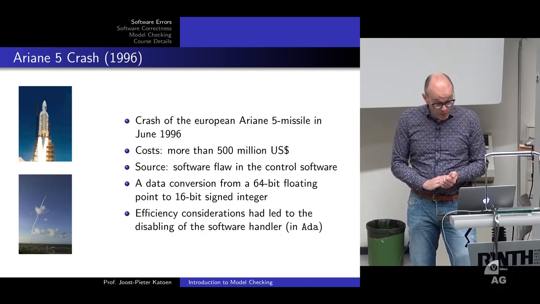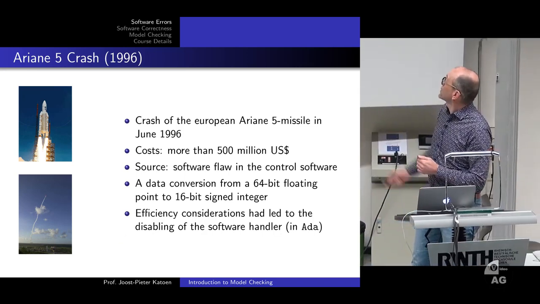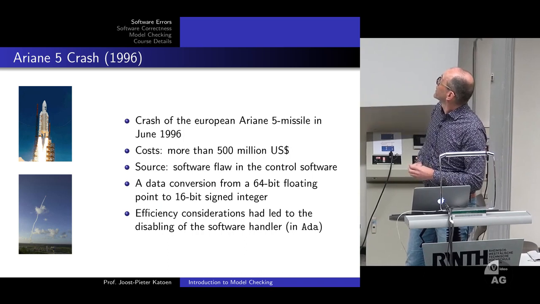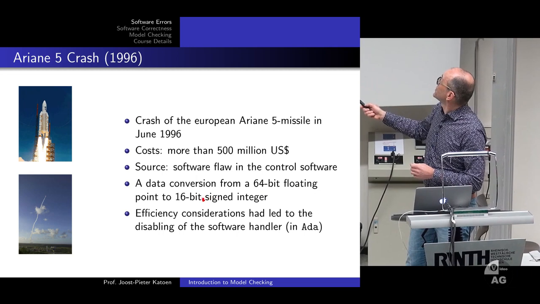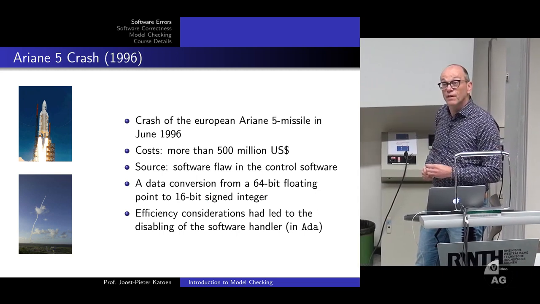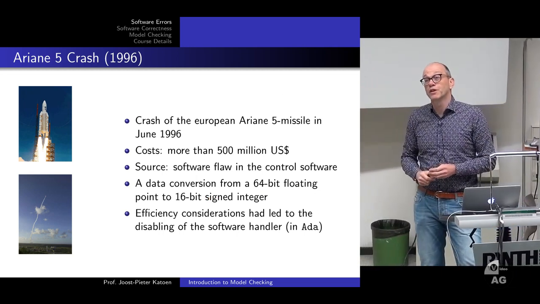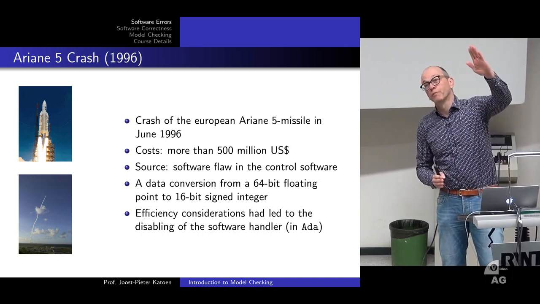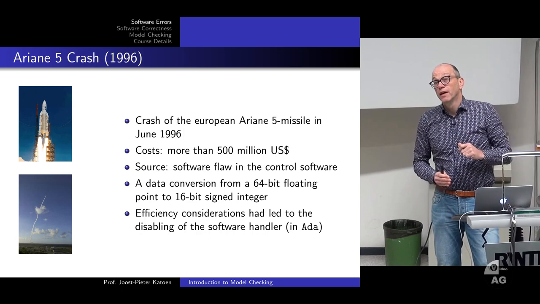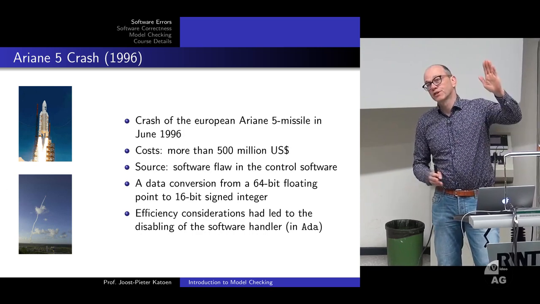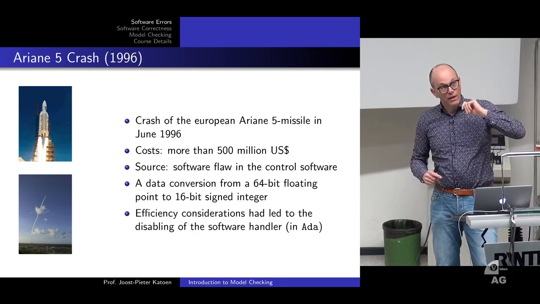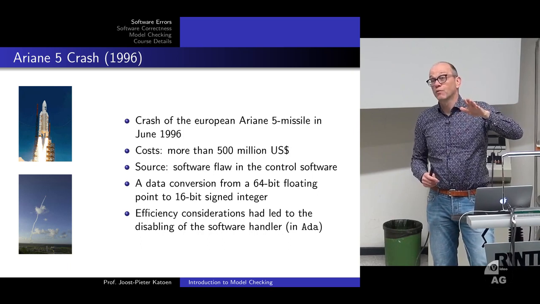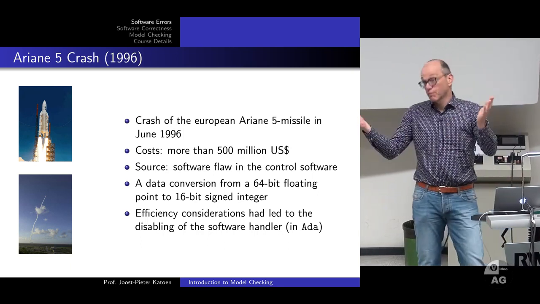But in the meanwhile, what they forgot was a kind of data conversion that actually converted a 64-bit floating point to a 16-bit signed integer. So you lose some information, and this losing information was essential because it was about the angle of this missile. And if the angle is not correct, there is a kind of auto-correction taking place in the missile, which basically then is a kind of self-explosion.